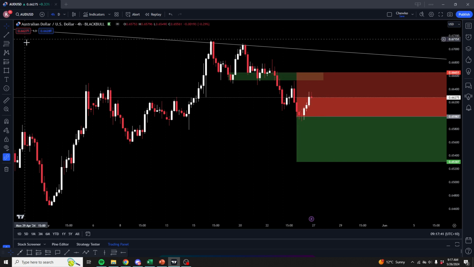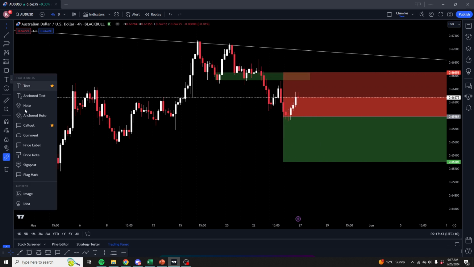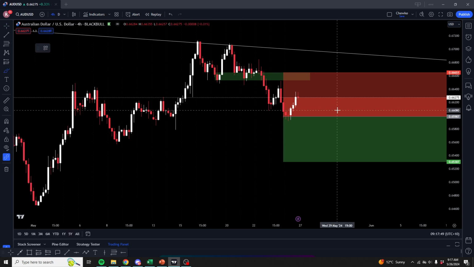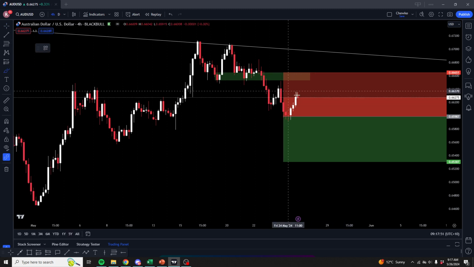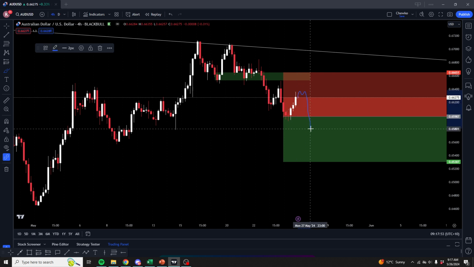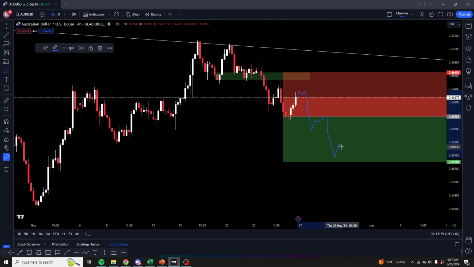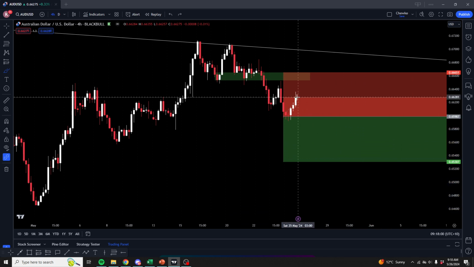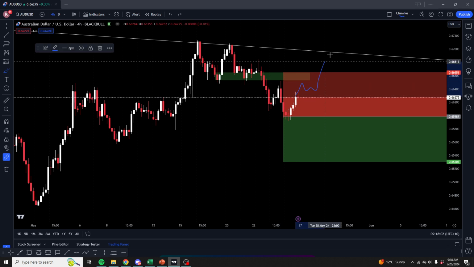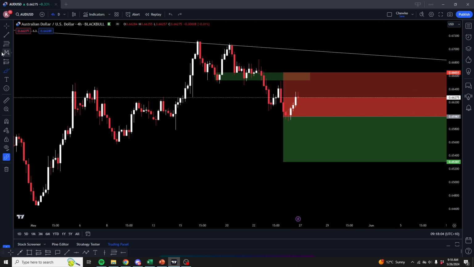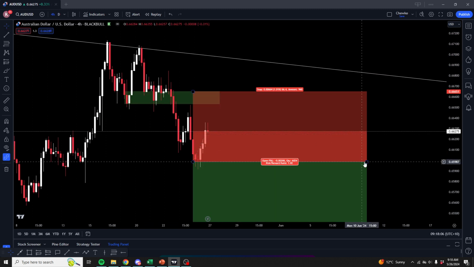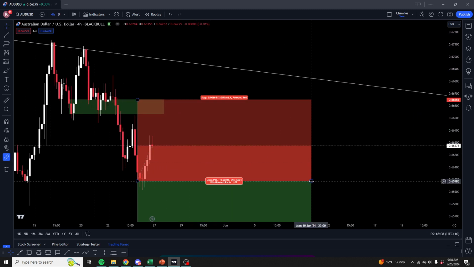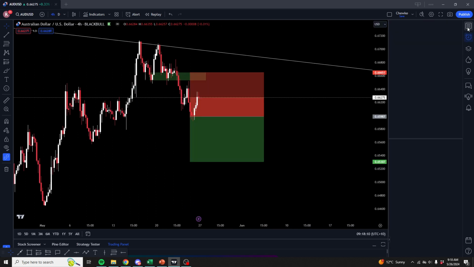There's 4-hour support there. So what I'm hoping for, again, this is the ideal scenario, is for this little support here to hold, and then something like that, and trail stops. But what can happen is this could potentially happen. So it is what it is. We'll stay in the position. We've got a stop loss in that one, so that's fine.